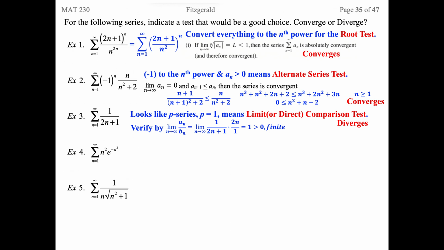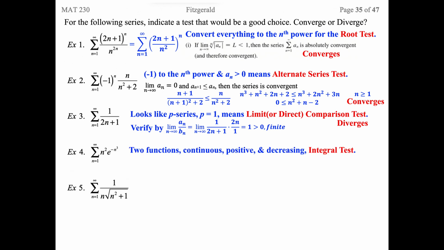Number 4, the infinite series, n equals 1 to infinity, n squared times e to the negative n cubed. Well, multiplying two functions, and I see an n cubed and an n squared, I would definitely look at doing the integral test here.